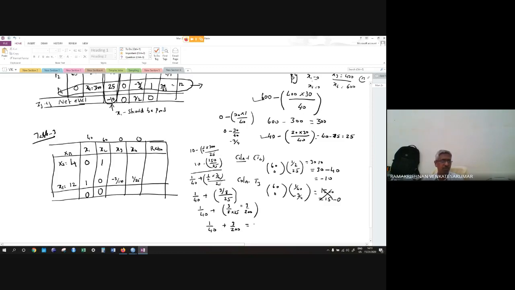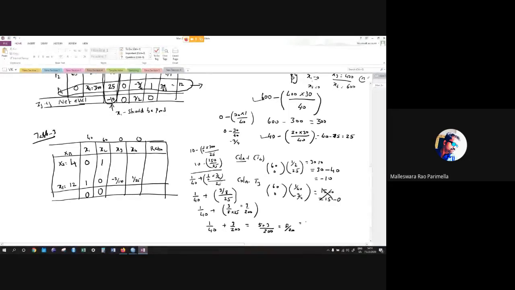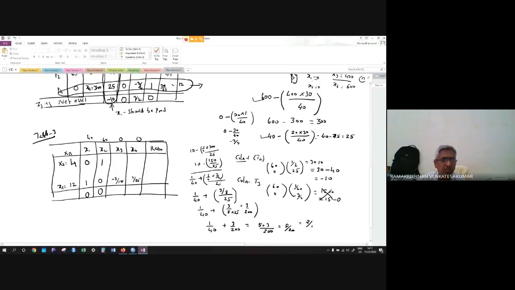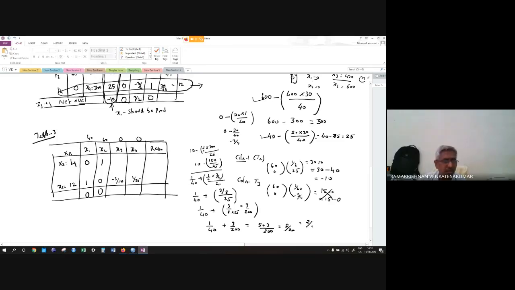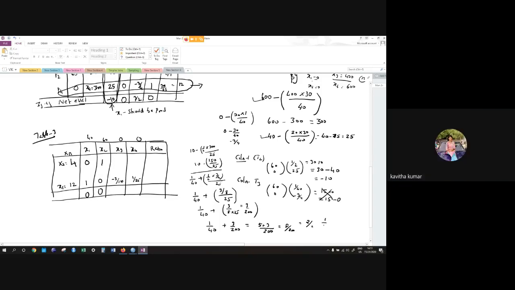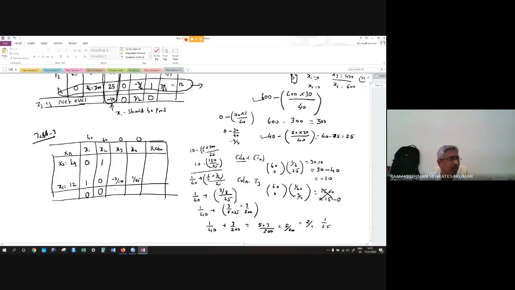So what is the number? We'll be taking the LCM of 200 and 40: 200 by 40, you get 5 into 1, 5 plus 3, you get 8 by 200. That is 1 by 25. So you get a value of 1 by 25 here.